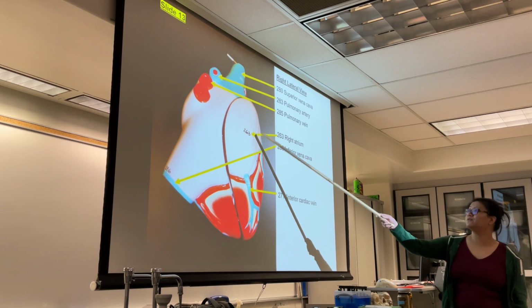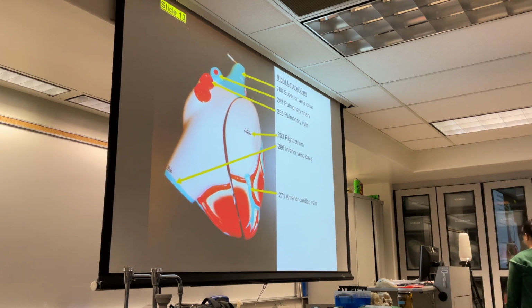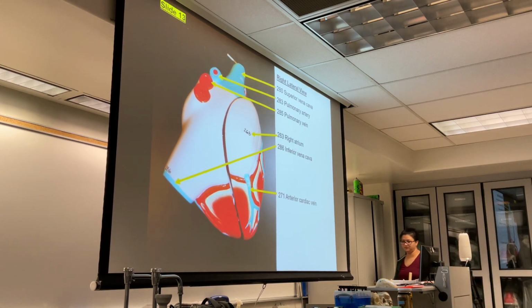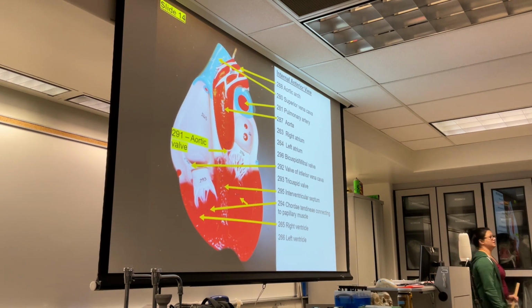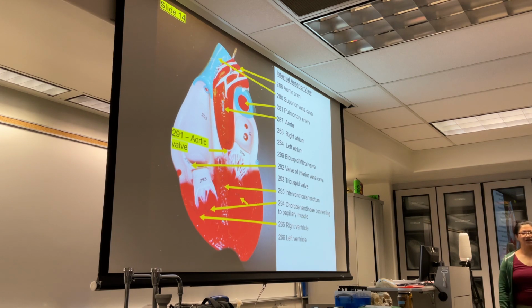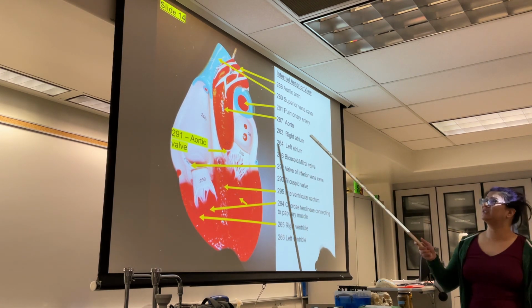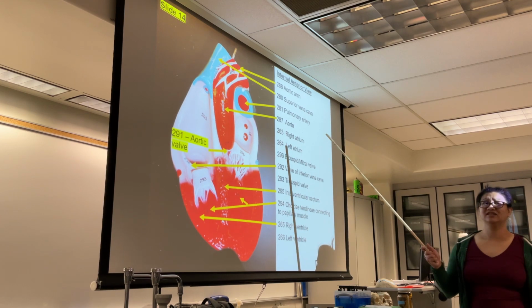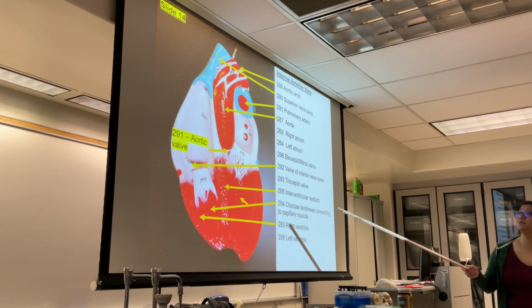Here's the right atrium, here's that inferior vena cava, and then here's that anterior cardiac. Take a breath, this one's got a lot. But I want you to notice that a lot of these are repeats. You guys notice that? You're just looking at it from a different view.